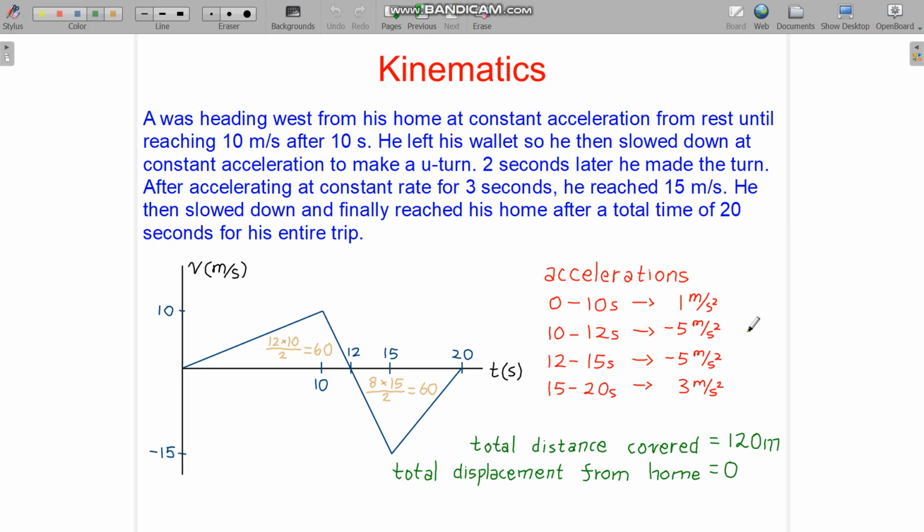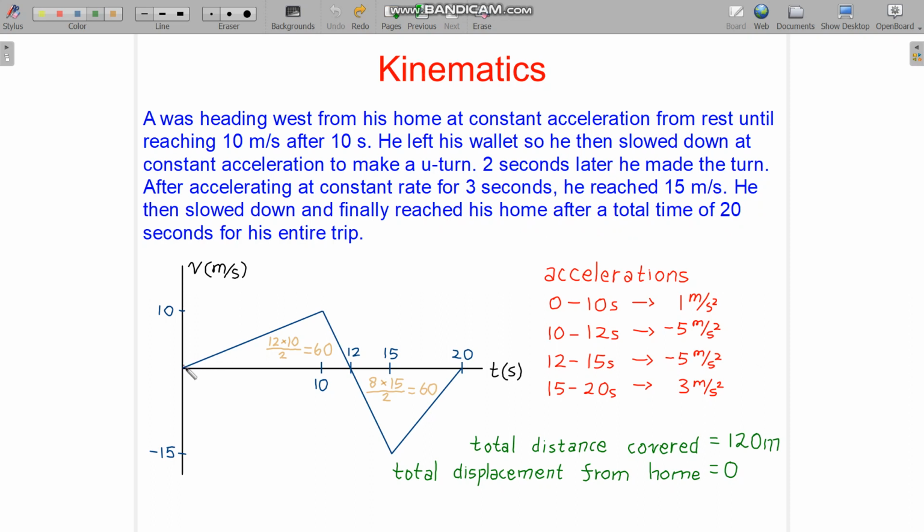So for example, A was heading west from his home at constant acceleration from rest until reaching 10 meters per second. After 10 seconds, he left his wallet, so then he slowed down at constant acceleration to make a U-turn. This is the slowing down part here, making a U-turn. 2 seconds later, he made the turn. After accelerating at constant rate for 3 seconds, he reached 15 meters per second. He then slowed down and finally reached his home after a total of 20 seconds for his entire trip.